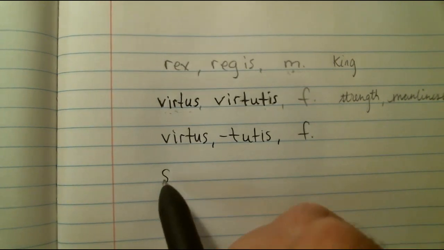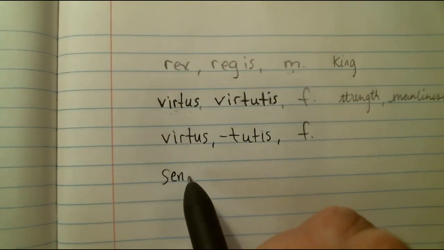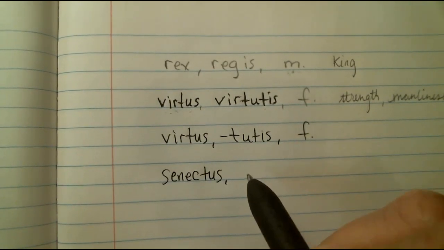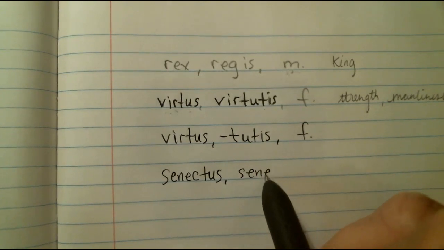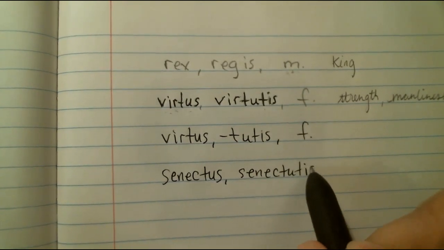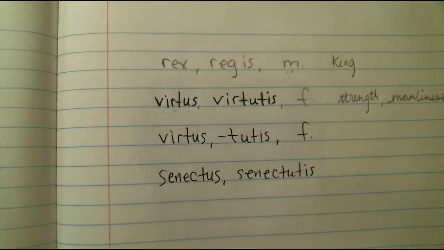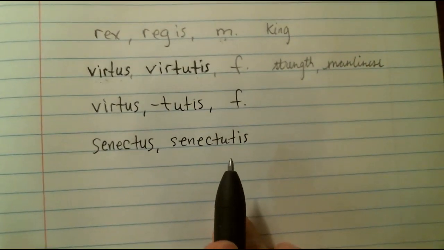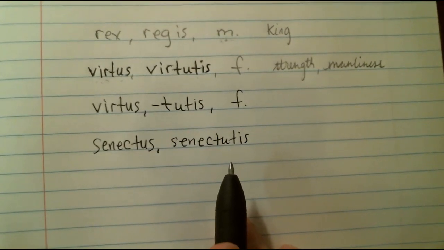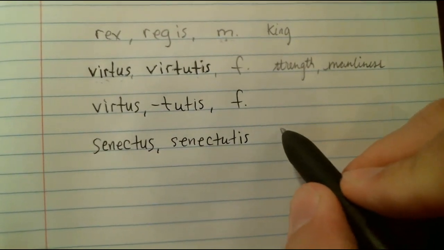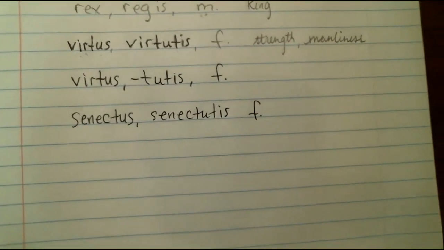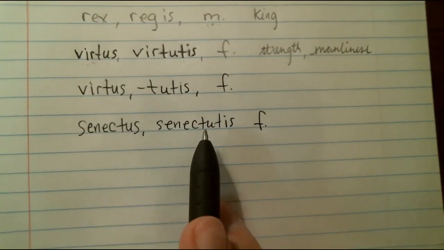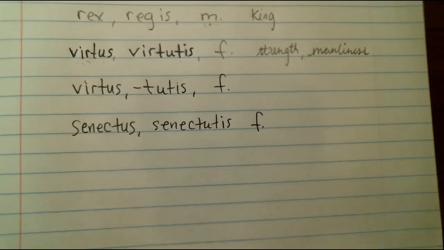All right, so let's do that with senectus. So we have senectus, and then senectutis. Okay. I'm not really interested in the long marks. You can mark it long if you like, but I'm not really interested in that for Latin. Okay, so let's look this up in the dictionary.